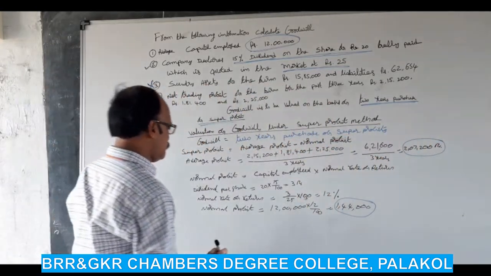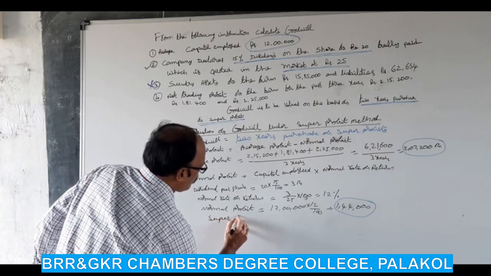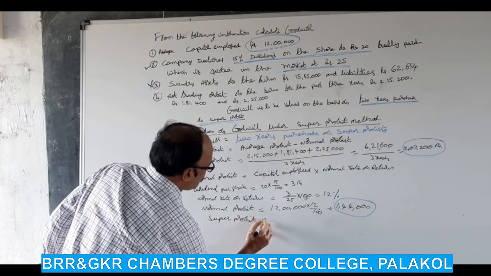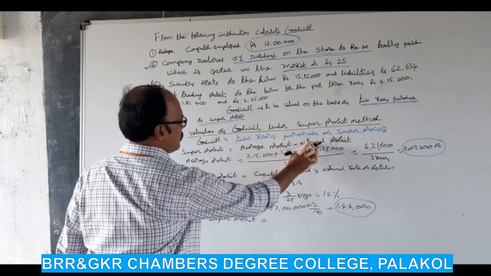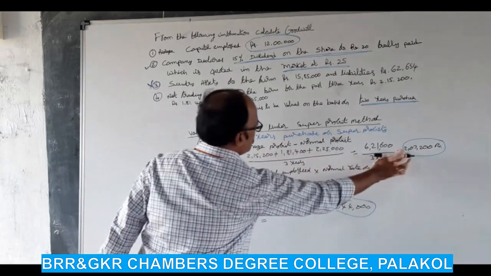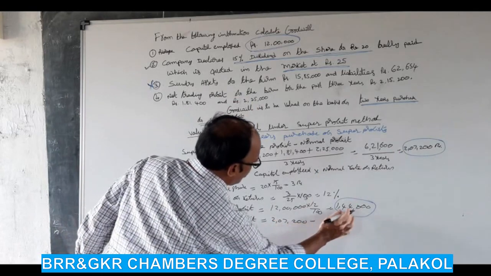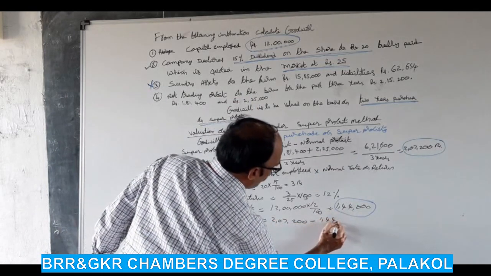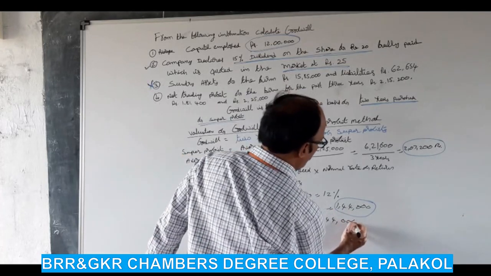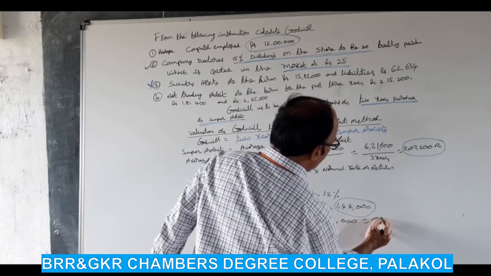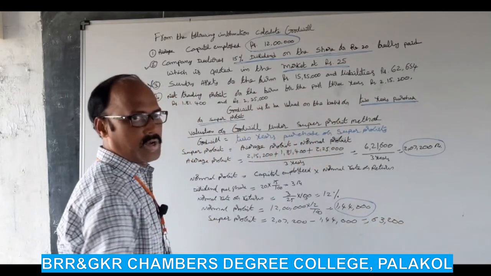2,07,200. Then super profit is equal to, what is the principle for super profit? Average profit minus normal profit. Average profit, how much? 2,07,200 minus normal profit 1,44,000. That's why 63,200 rupees is to be treated as a super profit.